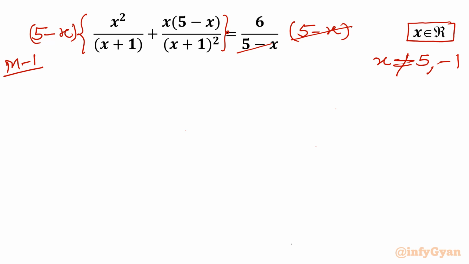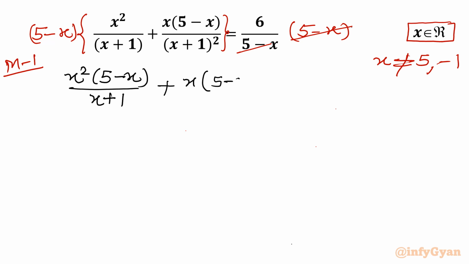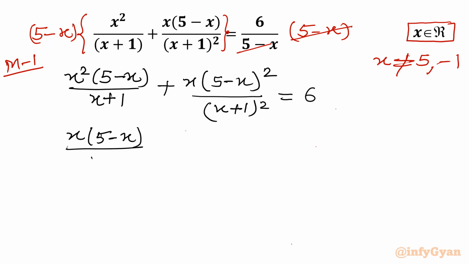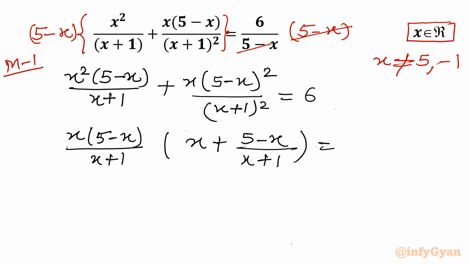Now I will take the product. So I will be writing x square times 5 minus x over x plus 1 plus x times 5 minus x whole square over x plus 1 whole square equal to 6. Now I will take x times 5 minus x over x plus 1 common. So in bracket I will be writing x plus 5 minus x over x plus 1, and RHS would be 6. Now I will use substitution.